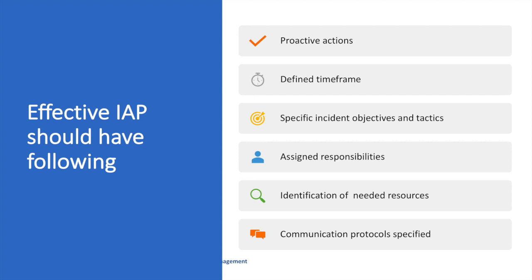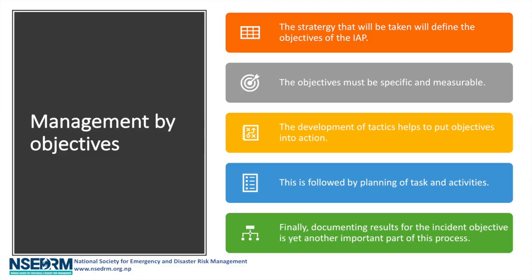An effective IAP must have actions defined in a certain time frame. The actions are guided by specific objectives, and these objectives are achieved by tactical planning. It is very important to assign the responsibility, identify the resources, and have a specific communication protocol. Coming back to the same scenario of dengue, the strategy the hospital will take will define the objectives.